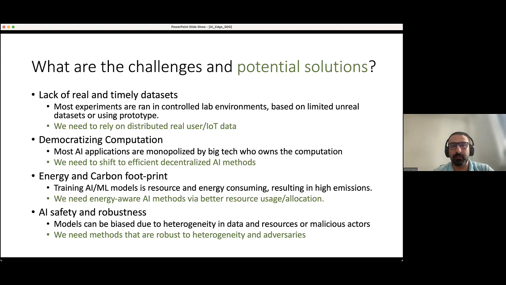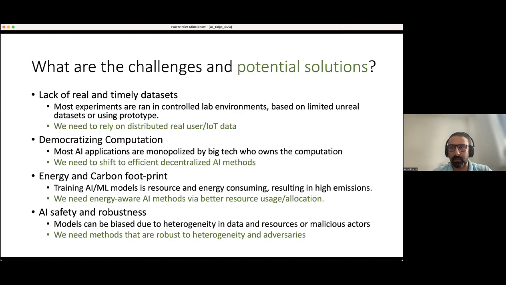So the solution to this, we can think of relying on distributed real user IoT data that exists on the edge and in the wild. And this makes the system more reliable and more realistic. The second issue is how to democratize the computation, because most AI applications are monopolized by big tech companies who own all the computational power that can process and train data on these systems. So we need to shift some of these methods or algorithms to a decentralized method to be able to democratize computation and not keep it with the big tech companies.